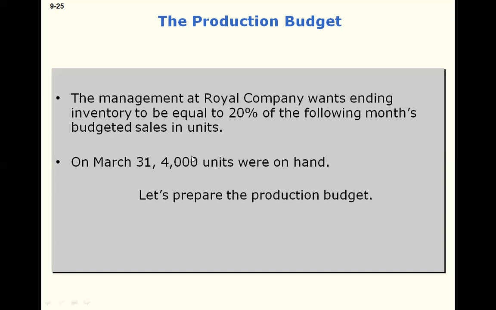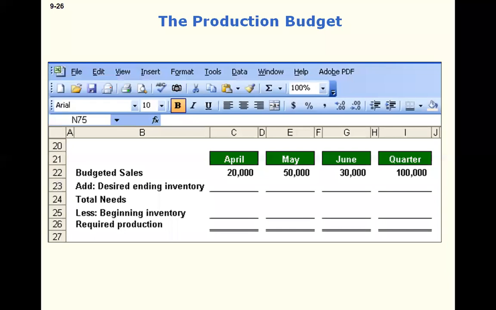And the March 31 ending inventory is given. 4,000 units is given. And now you have to prepare the production budget. So this is our information. Based on that information, we have to calculate the production budget. Clear? Okay. Now go back again.